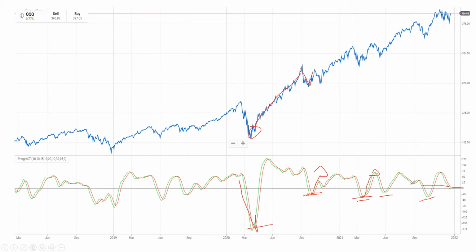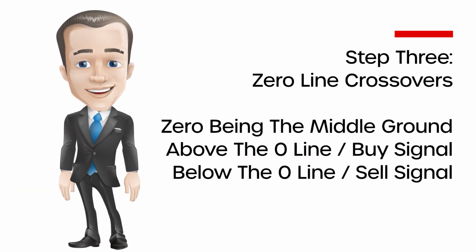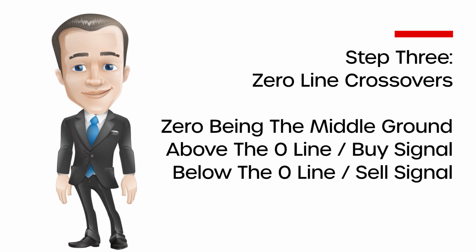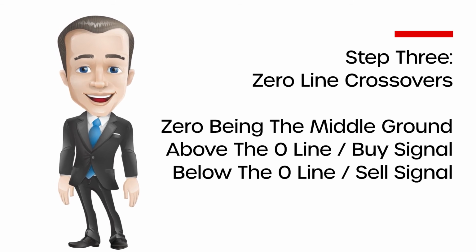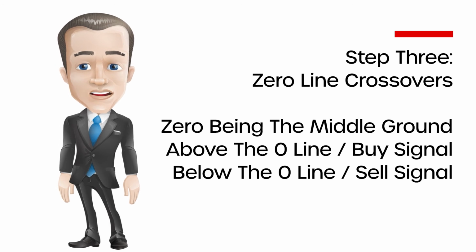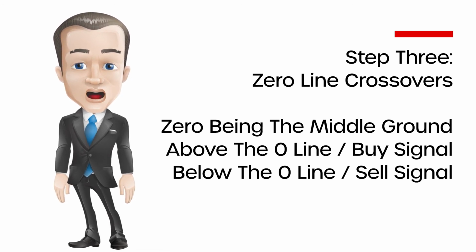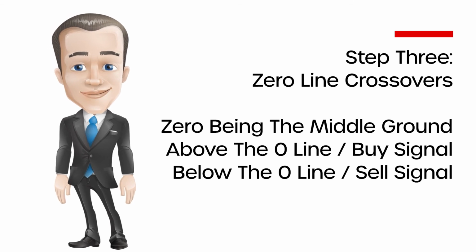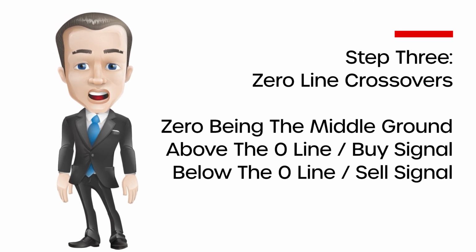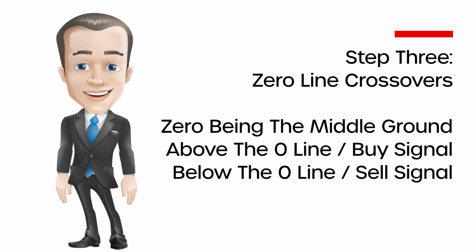The next rule, we're going to go over the zero line. Number 3, further confirmation: zero line crossovers. On the KST, high to low with zero being the middle ground, once the KST crosses above the zero line, it is a further confirmation buy signal. When it crosses below the zero line, it is a further confirmation sell signal.